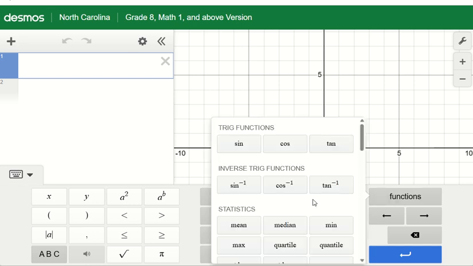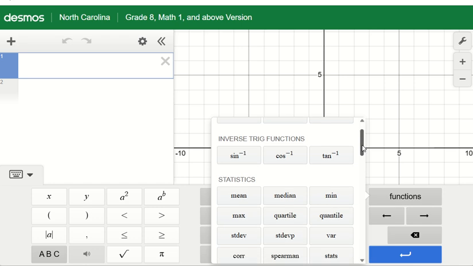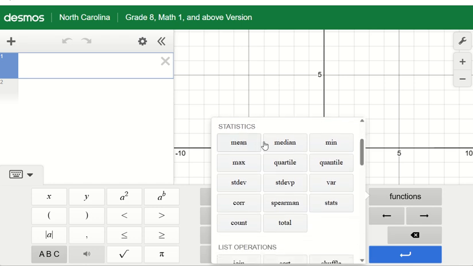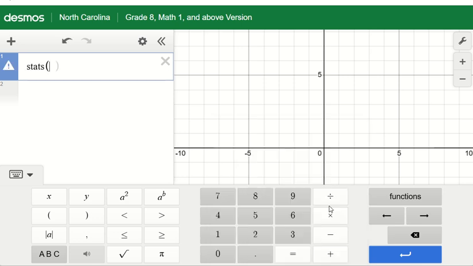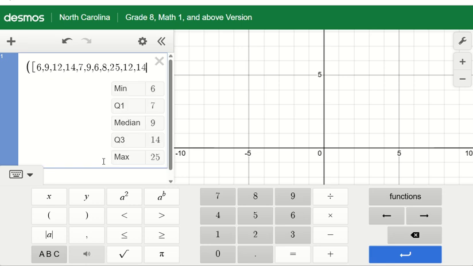We pull up functions. Under statistics, there's mean, median, minimum, maximum, quartiles, all that. What we want really for this stuff would just be stats. So if you do stats, the one thing that's kind of weird about this is they want you to put a bracket around the numbers, but then you can enter in the numbers and you can see it gives you those 5 numbers as well.